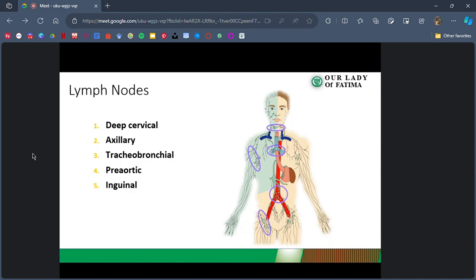Finally, found in the groin area will be the inguinal lymph node that filters all the lymph coming from the lower extremity, the external genitalia, and the anterior abdominal wall below the umbilicus.